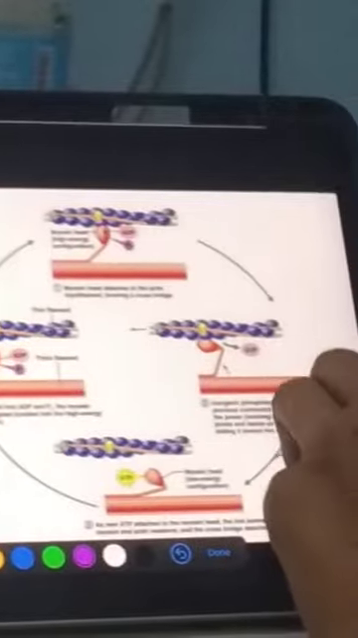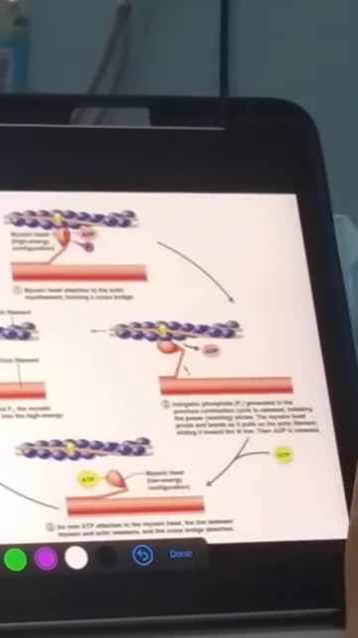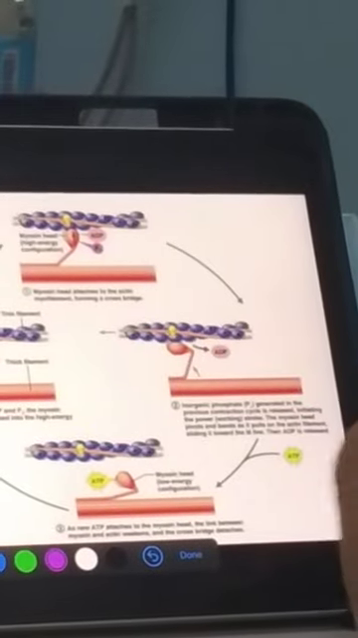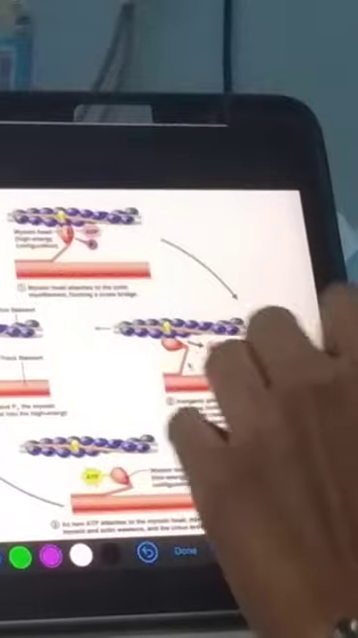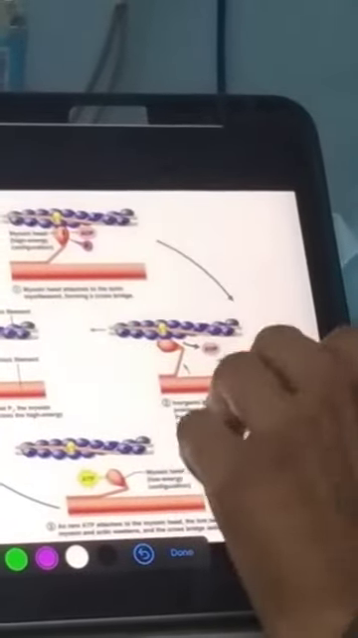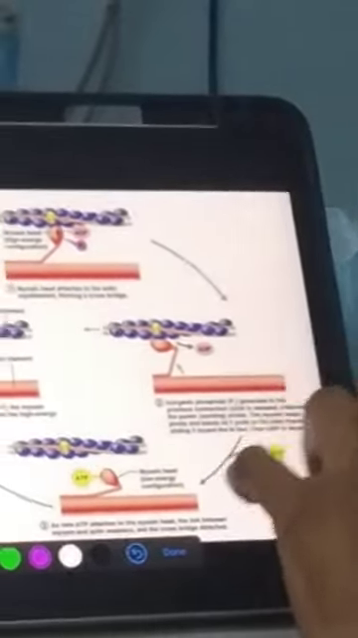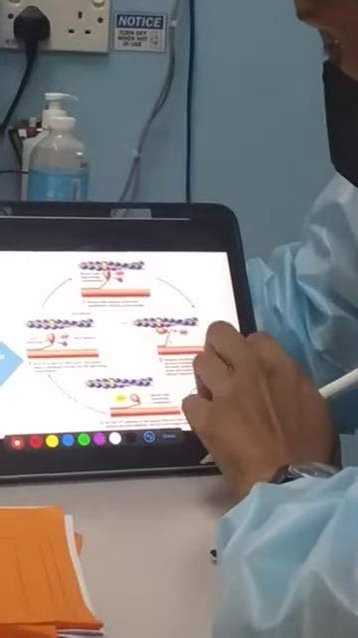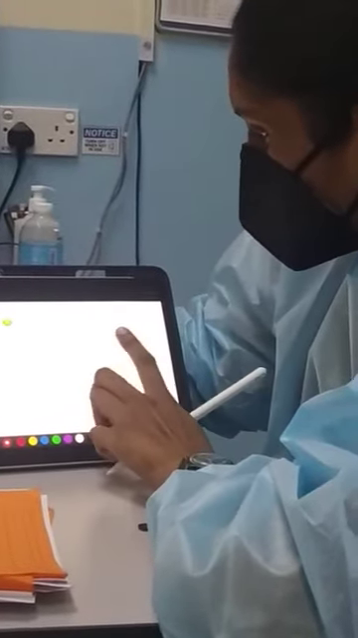Then the inorganic phosphate generated in the previous contraction cycle will be released, initiating the power stroke. There will be a power stroke here. The myosin head pivots and bends as it pulls on the actin filaments, sliding them toward the M line. Then the ADP is released. So that's all.